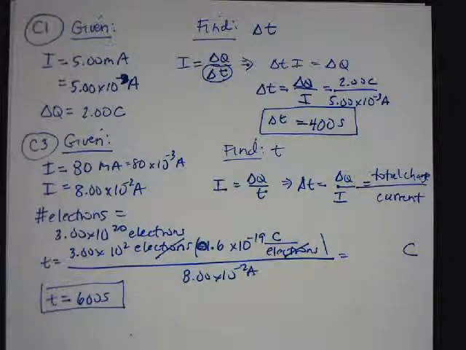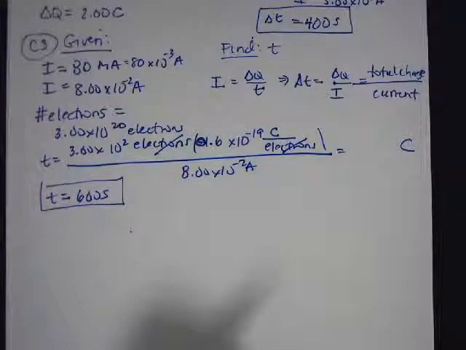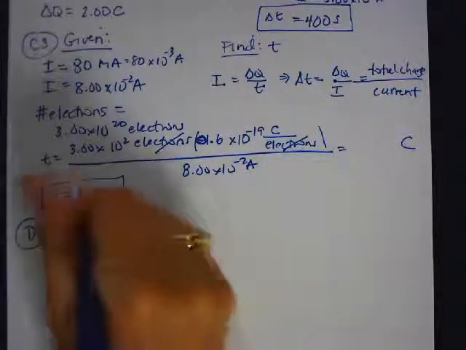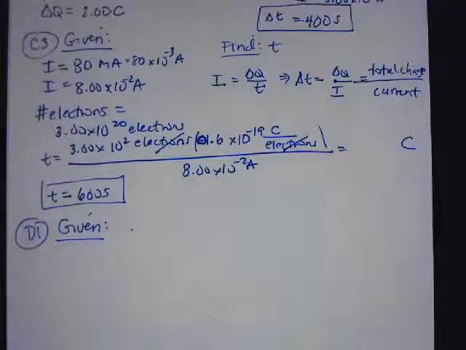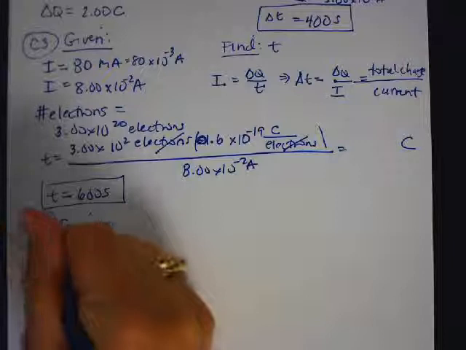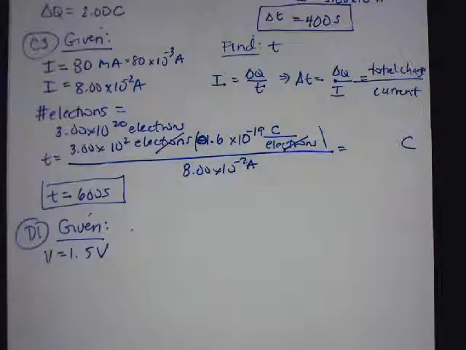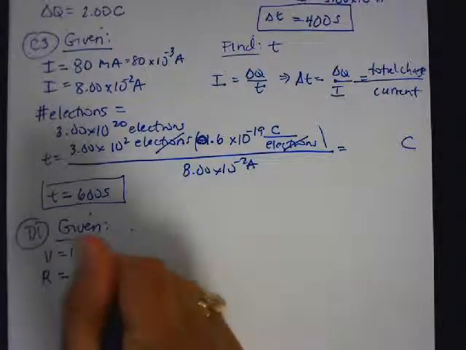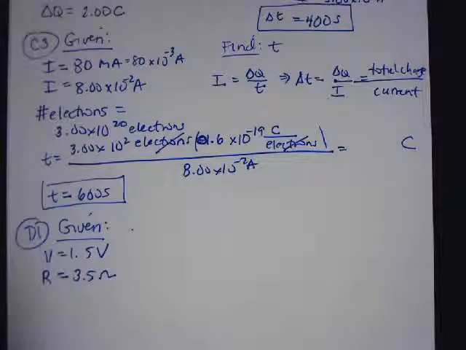All right, now we're going to look at D1. So D1, it says a 1.5 volt battery, so V is equal to 1.5 volts, is connected to a small light bulb with a resistance, so R is equal to 3.5 ohms. What is the current? So I want to find I.